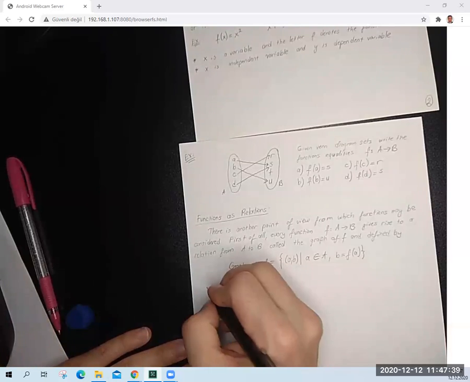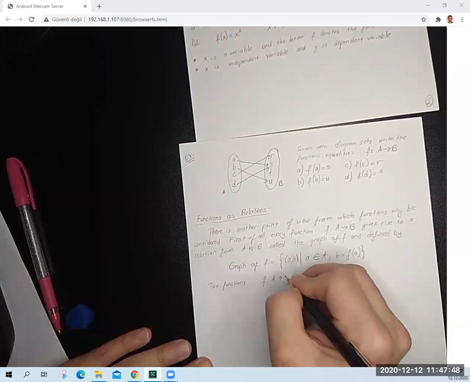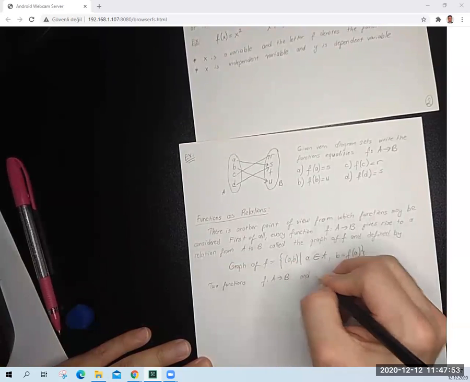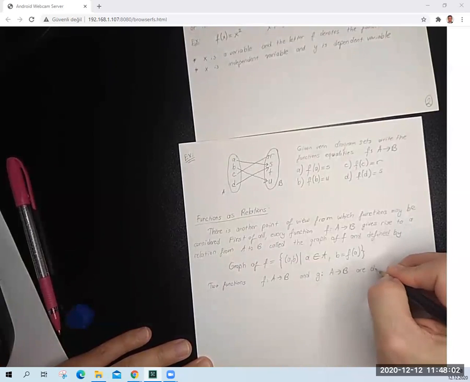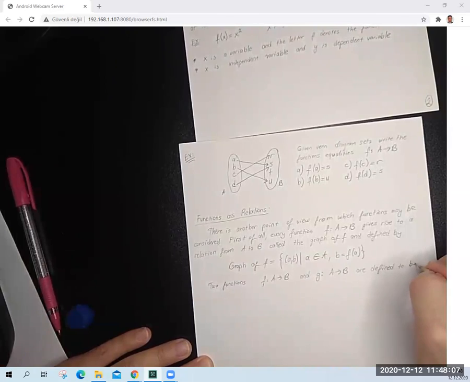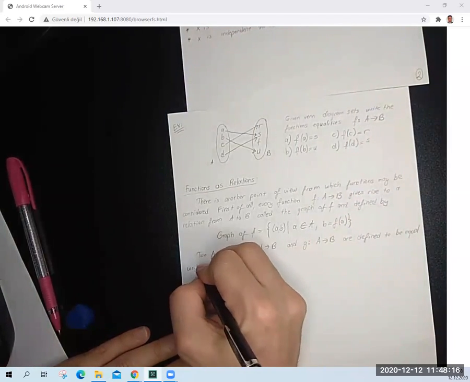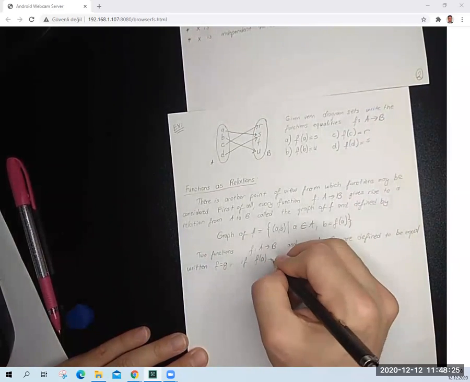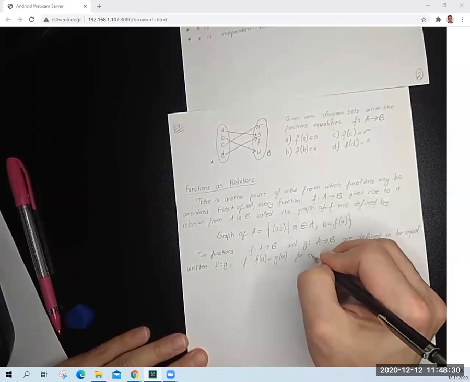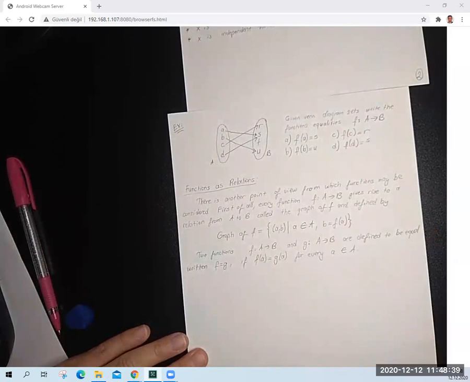And if there are two functions from A to B, a function f and a function g, again from A to B, they are defined to be equal, written f is equal to g, if f(a) is equal to g(a) for every element a of set A. Then you can say both functions have the same graph.